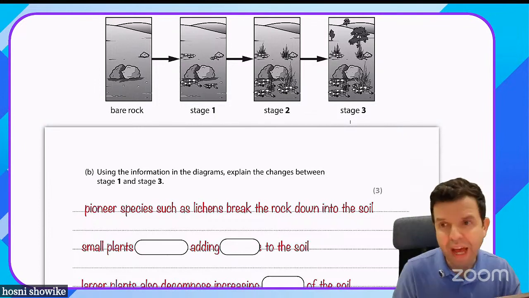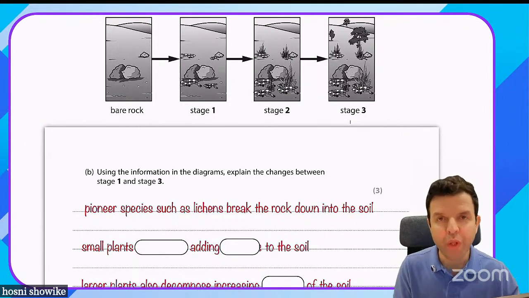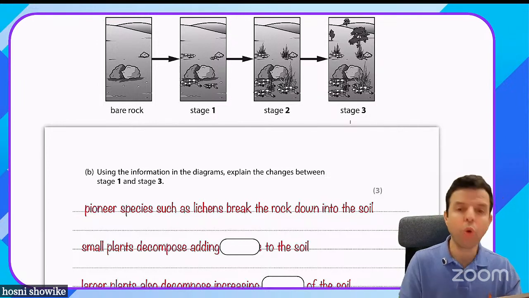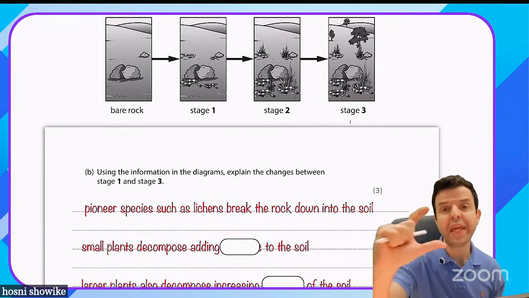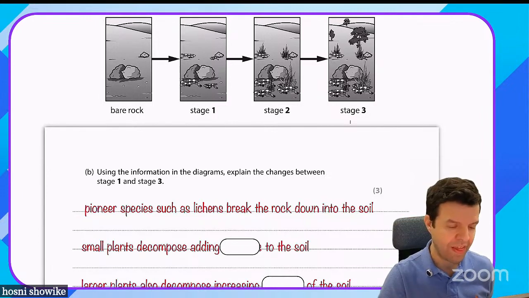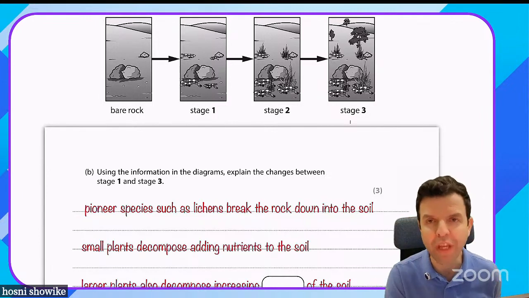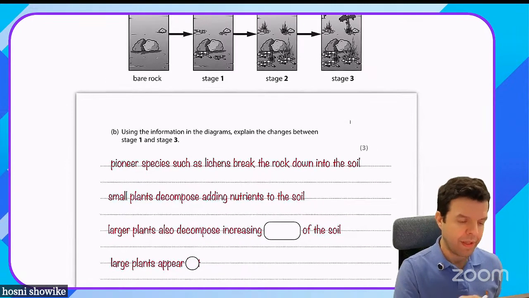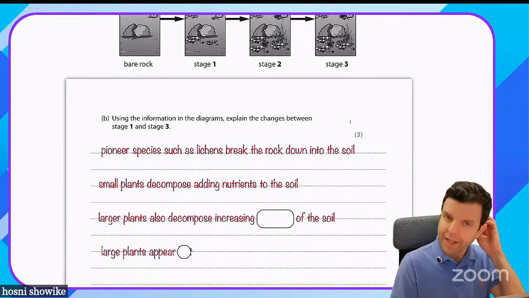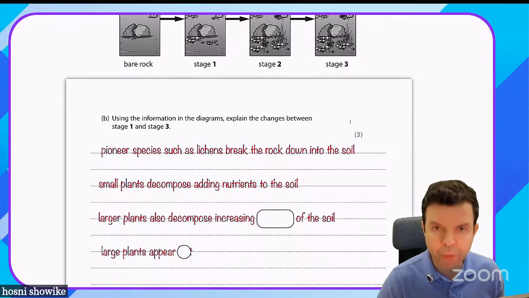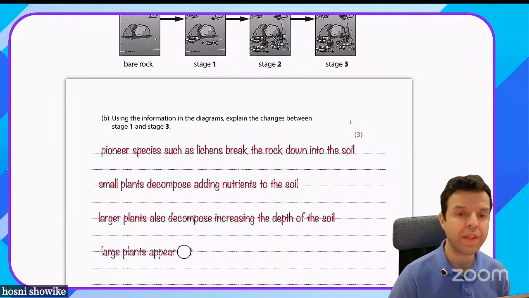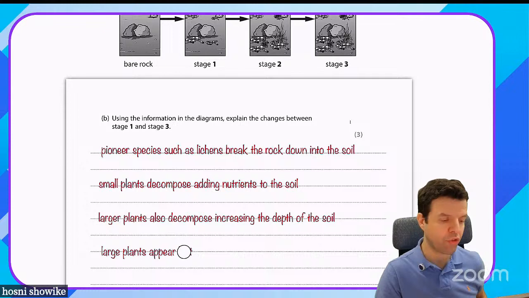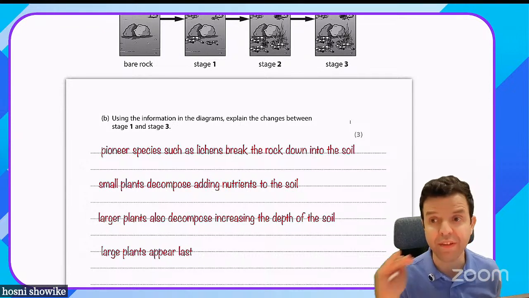What happens after the pioneer? Right after the pioneer, we're gonna get the small plants. Those small plants will soon decompose and they're gonna make the soil thicker. We're now getting organic nutrients in the soil. Then comes the larger plant. And again, when these die, they're gonna decompose and make the soil even thicker. Finally, we get the large trees at the last stage, the climax.